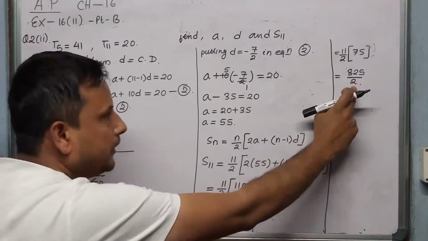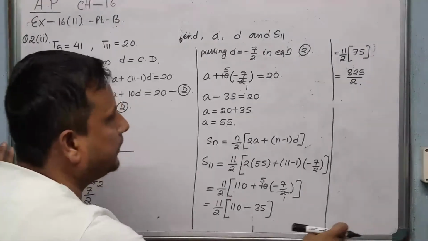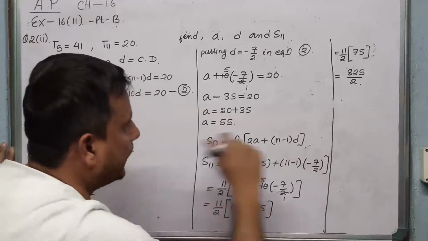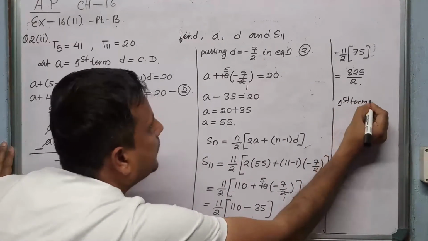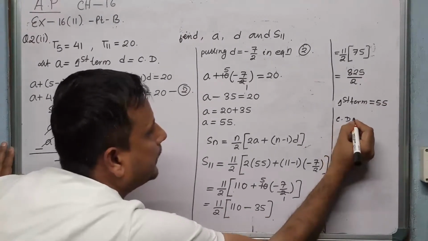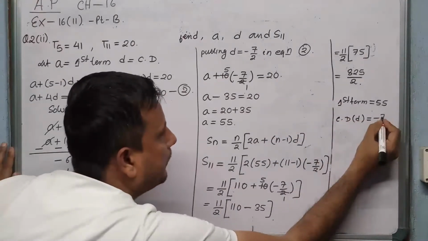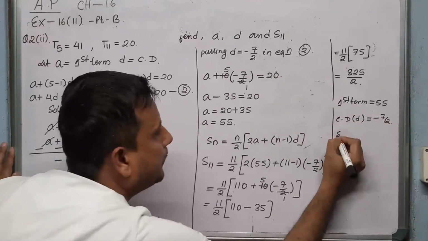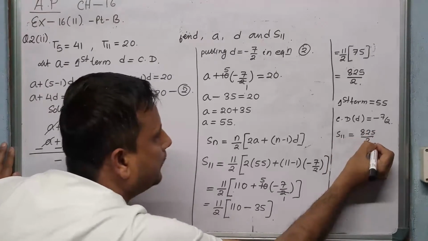You can leave your answer like this, or you can convert it into a mixed fraction. Therefore the first term is equal to 55. The common difference, that is D, is equal to minus 7 by 2 and the sum of the 11 terms is equal to 825 by 2.